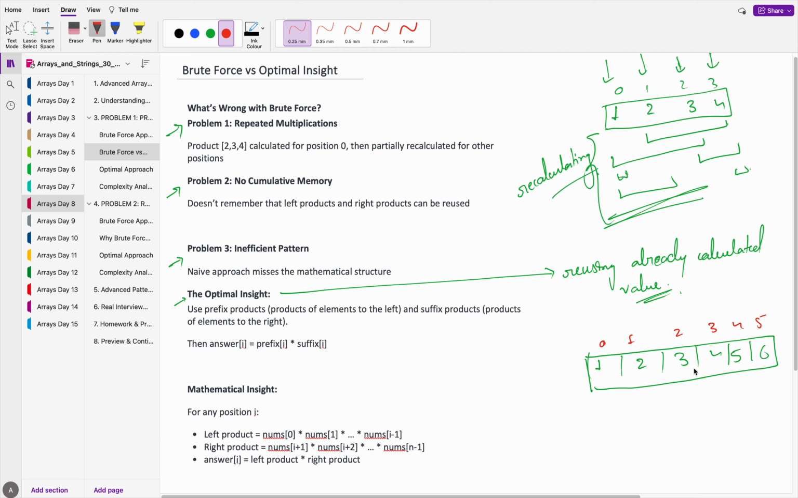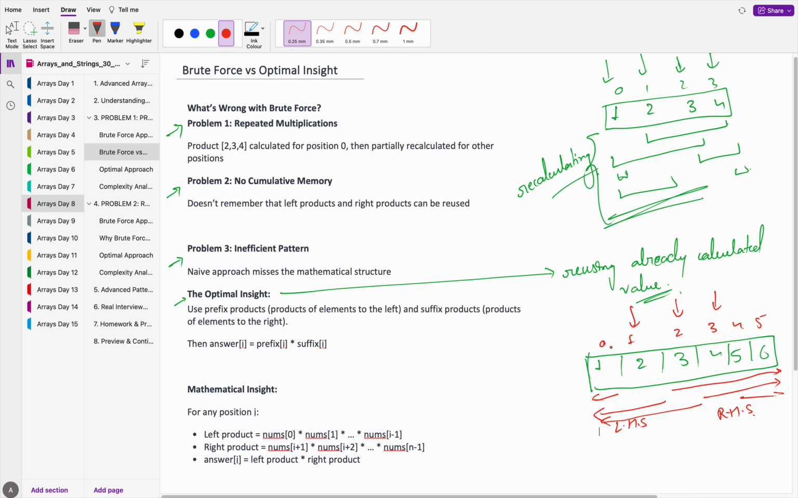So let's say I'm at index 2. For this particular index, what will I do? I will calculate the product of items on the left hand side. I will calculate the product of items on the right hand side. That would give me the answer for this index. For this also, left hand side and right hand side. For this also, right hand side and then left hand side.